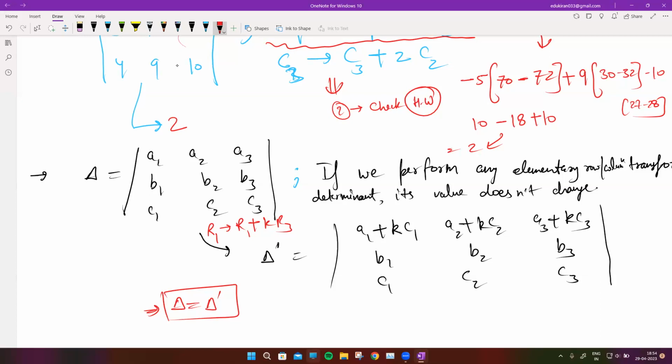So let's first start with some basic questions. Start with example 11 only. It is given on your NCERT page number 115. If you have NCERT, please open it. Page 115, example 11. We have to prove something actually.